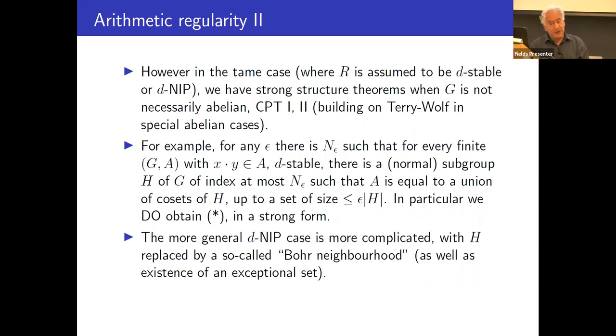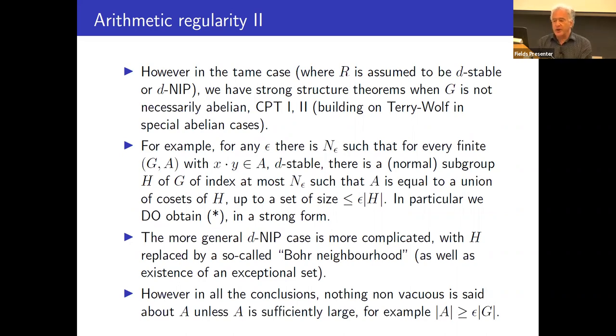The more general NIP case is more complicated, where H is replaced by a so-called Bohr neighborhood, and there's also an exceptional set. And this is in the second paper with Caroline and Gabe, and it's a more complicated situation. However, one should say that in all the conclusions in this tame case, just the nature of the statements of the theorems, nothing non-vacuous is said about A unless A is big.